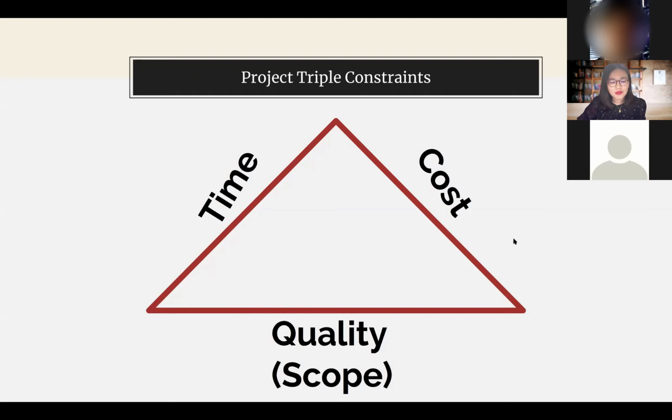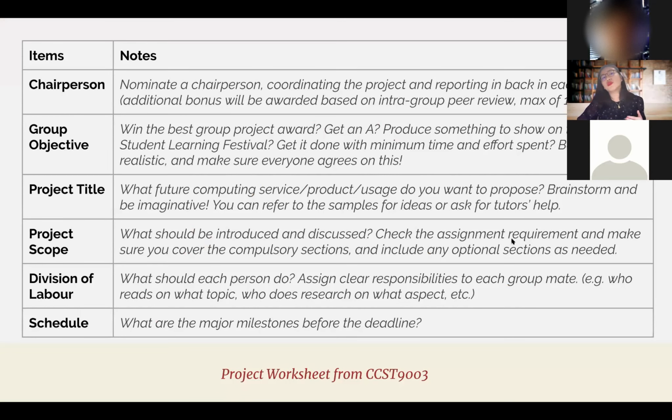And so next, with this concept of constraints in mind, I'm going to show you one example of how I work with my students in the course that I co-teach, CCSD 9003. In this course, I also assign students a group project, and they are due by the end of the semester.